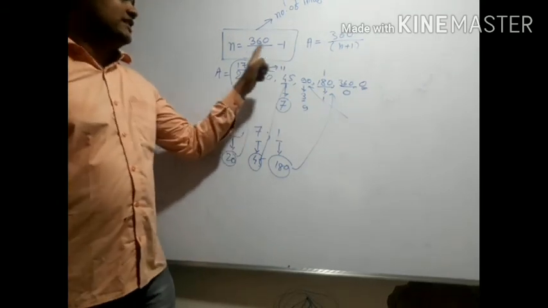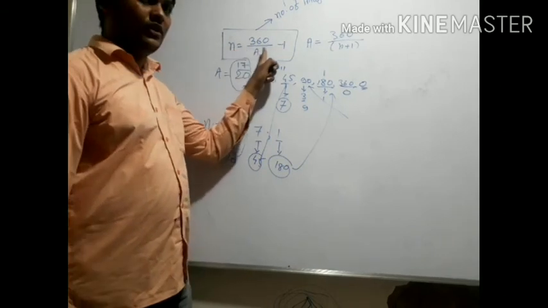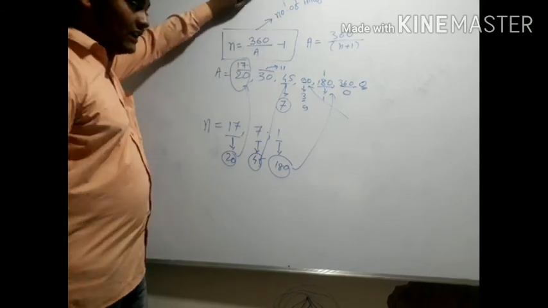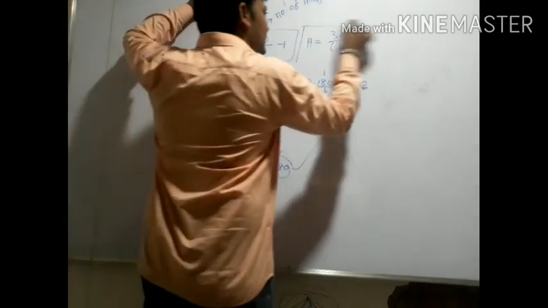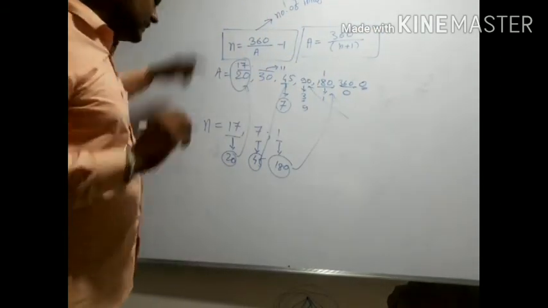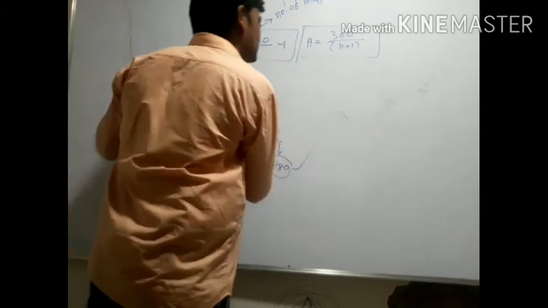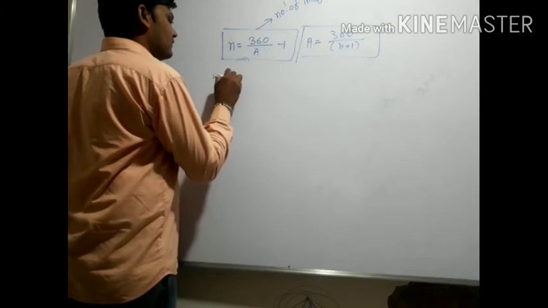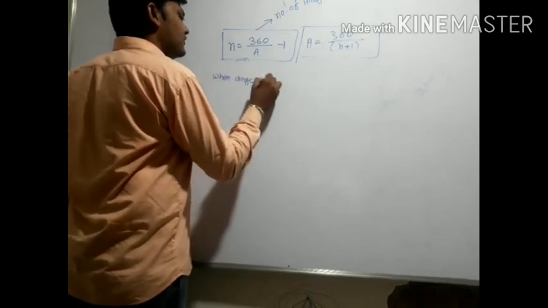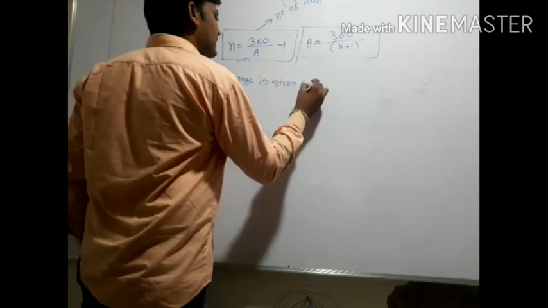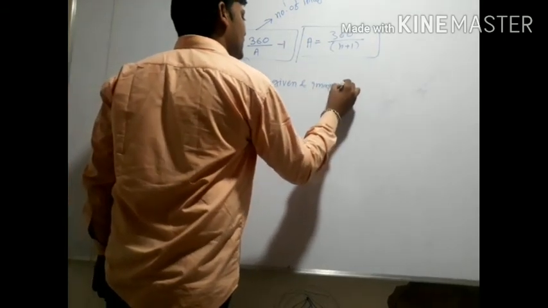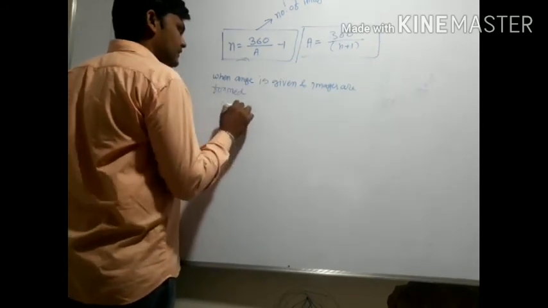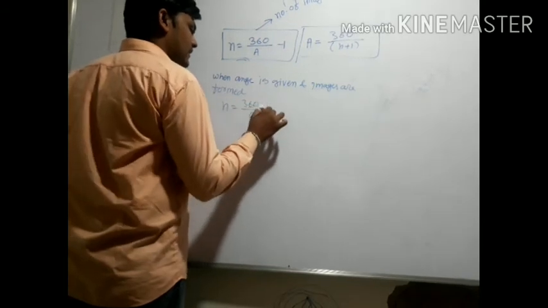Just a little bit of change is there. You have to take N at the bottom and add 1. When images are given and an angle we have to find, at that time the formula is like this. Okay? Write it down. When the angle is given and images are formed, for that N is equal to 360 divided by A minus 1.